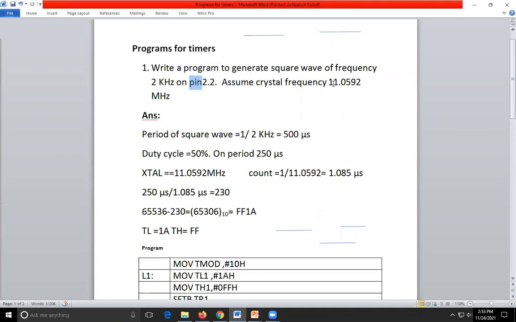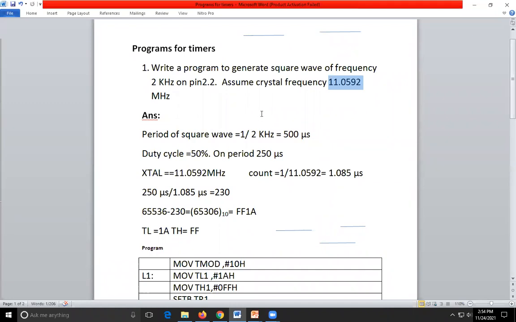Assume a crystal frequency of 11.0592 megahertz. We are given the crystal frequency and the frequency of 2 kilohertz. So what we have to do is create a delay. To generate a square wave, we have to create a delay for the positive half and a delay for the negative half. For that purpose, you have to calculate the value of the delay.